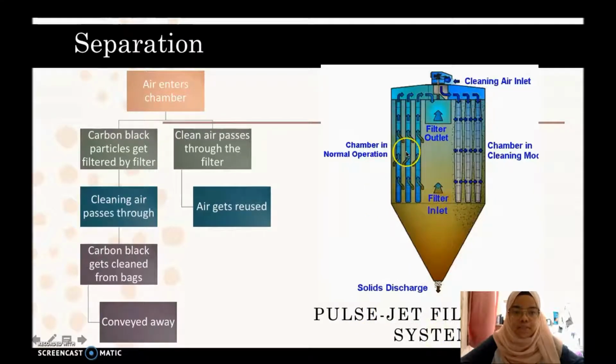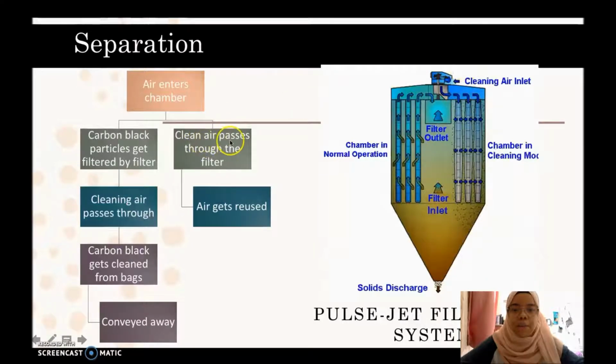This is the picture of how the system works. First, the air carrying the carbon black particles enters the chamber from the bottom, the filter inlet, and then the carbon black particles get filtered by the filter here, which allows the clean air to pass through the filter, and it exits from here.